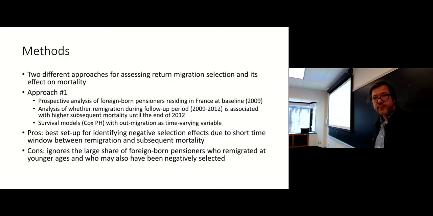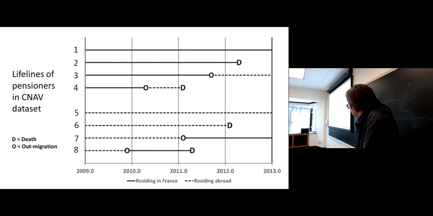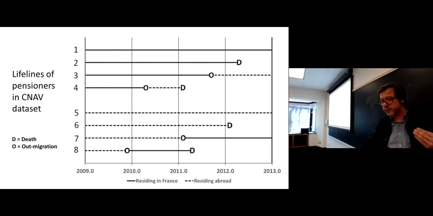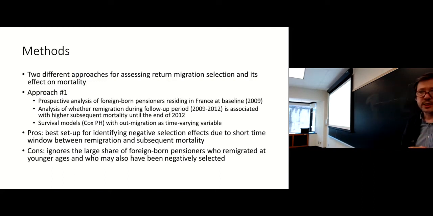All right. We have two different approaches for assessing return migration selection and its effect on mortality. Approach number 1 is a prospective approach. We're looking at the top 4 lines here, and we're tracking people. The good thing is that we can time departure from France very neatly and then observe mortality afterwards. So we're just doing a survival analysis predicting death, and out-migration is a time-varying variable, and we can see if out-migration is associated with higher mortality.